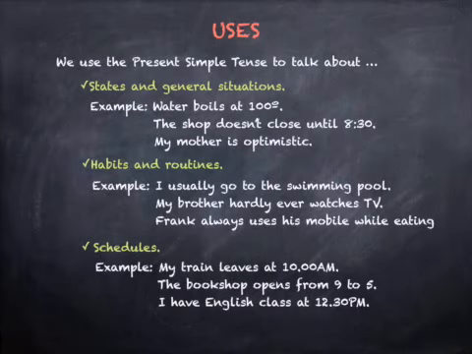Second example, the bookshop opens from 9 to 5 because that has been the opening hours they established when they opened the shop back in time. And again, it's fixed, it doesn't change. Finally, I have English class at 12:30. Because at the beginning of the course the school set up the timetables for classes and that has been the assigned hour for the English class. All these examples are examples of schedules.